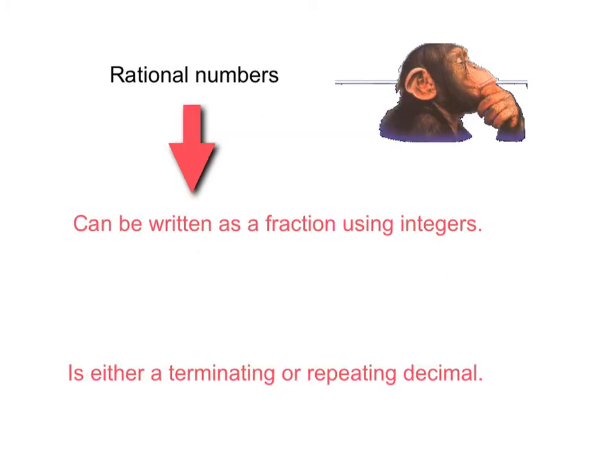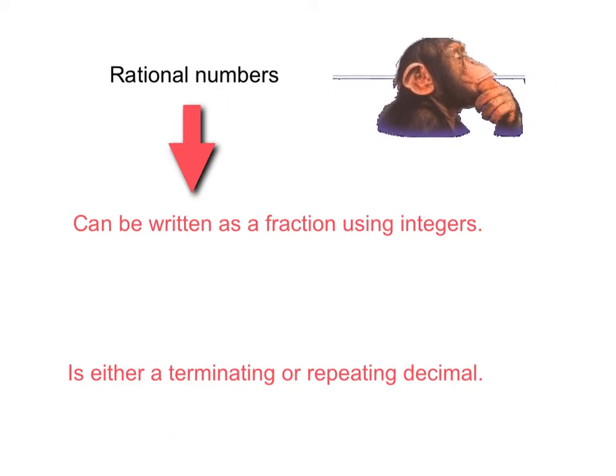Now let's talk about the rational numbers. Think about that word rational, right? That word rational means like you think about it. If something is rational, that means it's sane, it makes sense. Okay, so here we have our little monkey friend, right? He's in deep thought there. He's a rational monkey, and he's making sense of things. And so rational numbers are those numbers that can be written as a fraction using integers.